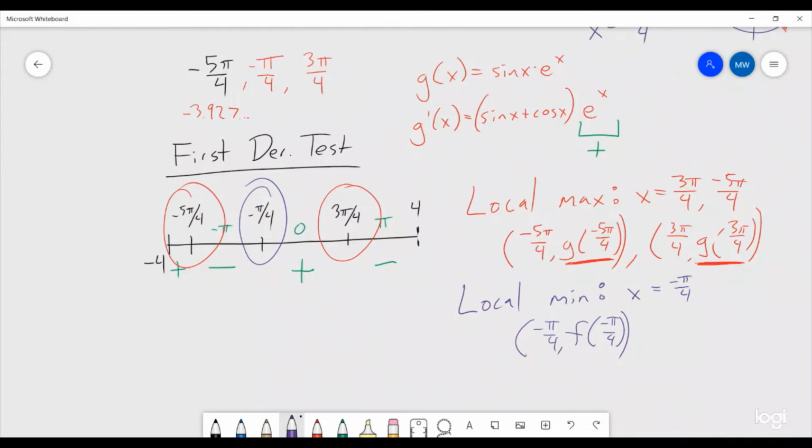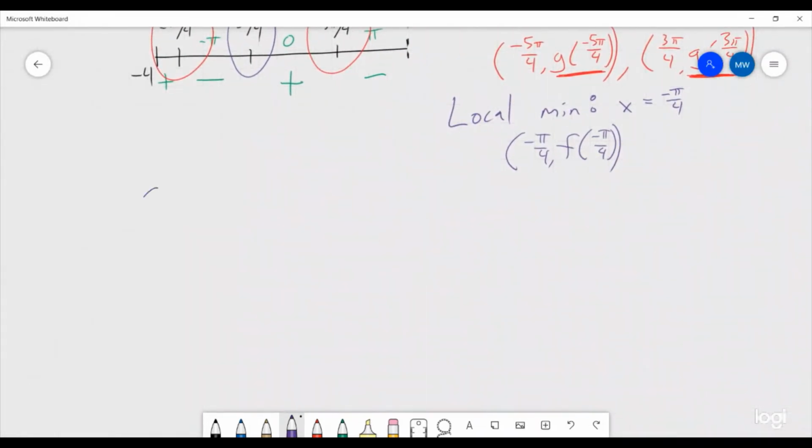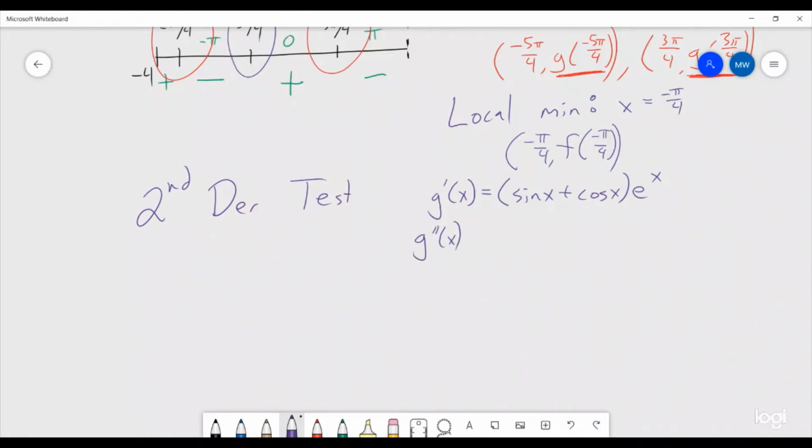Now, if we wanted to do this using the second derivative test, we're going to need to use the second derivative. Well, I guess that's kind of in the name. So we'll need to find the second derivative of our function. We have g prime of x was sine x plus cosine x times e to the x. So g double prime of x, using the product rule, is going to be first times the derivative of the second, sine x plus cosine x times e to the x, plus the second times the derivative of the first.